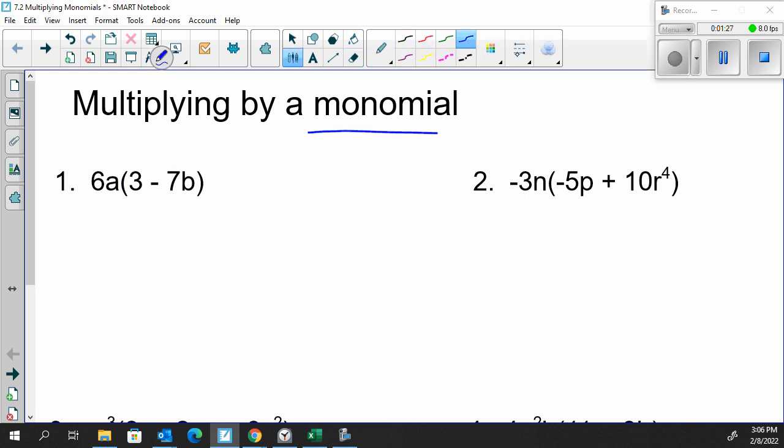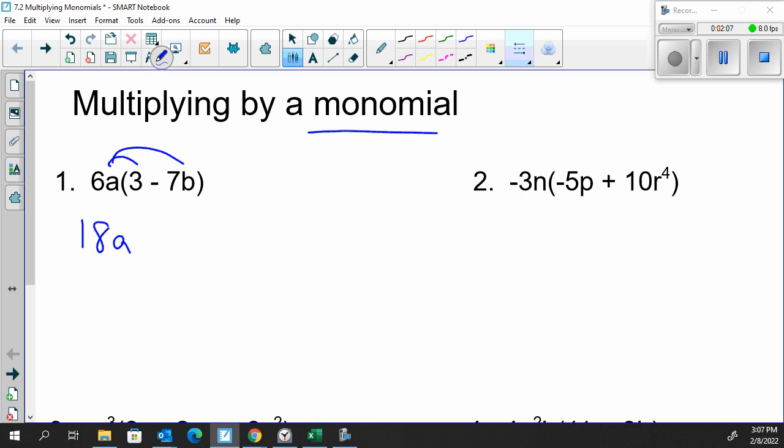So let's say I have this 6a times (3 minus 7b). Well, when you have the parentheses and you're multiplying, what do you need to do with that? Distribute. So we're going to do a lot of distributing. I got to multiply it by both pieces. Okay? So I'm just going to do one thing at a time. So think numbers, then think variables. All right, so first let's do numbers. What's 6 times 3? 18. There's an a there, so it's just 18a, and that's it.